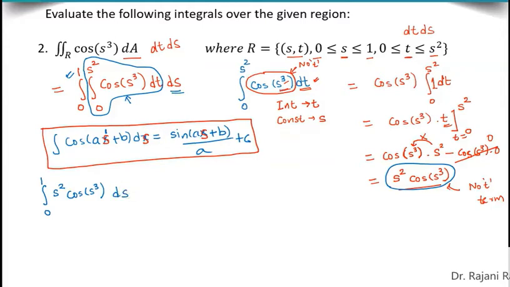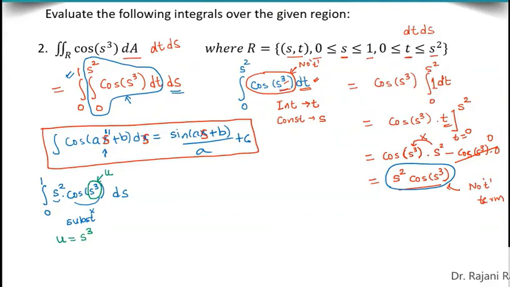Now you can see this integral is a product of two terms, s power 2 and cosine s power 3. For s power 2, you have a direct rule of integration. For cosine s power 3, you can use the rule of integration only when the power of s is 1. So for this function, the direct rule of integration is not available, which means you have to integrate it by substitution. As the term s power 3 is creating the problem, we take this as u. So u is equal to s power 3.